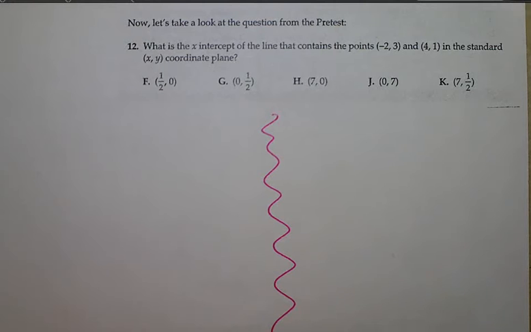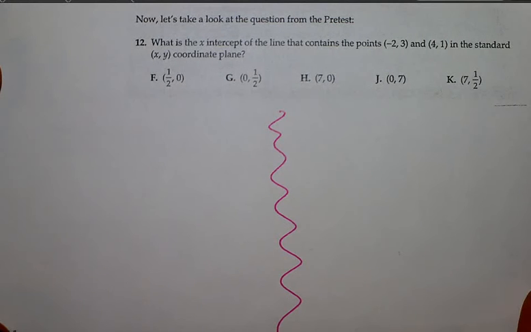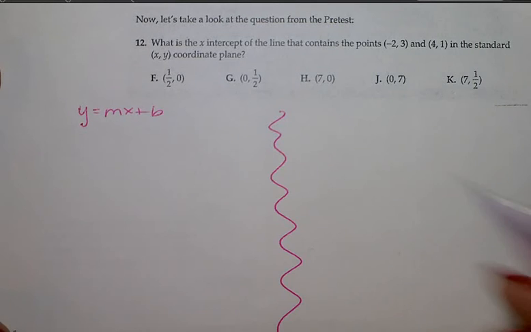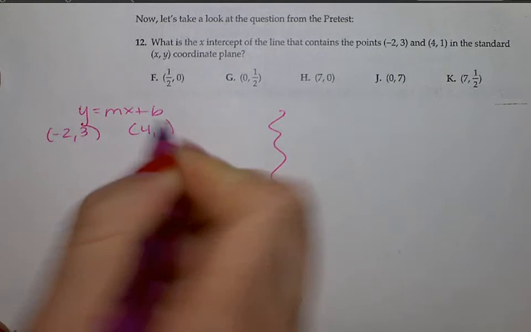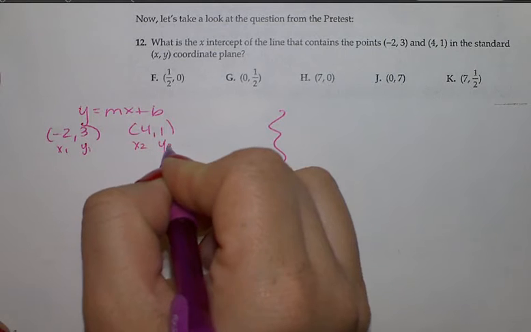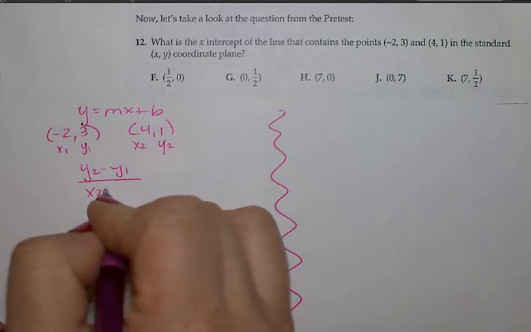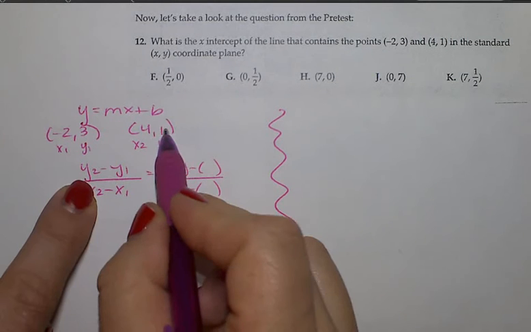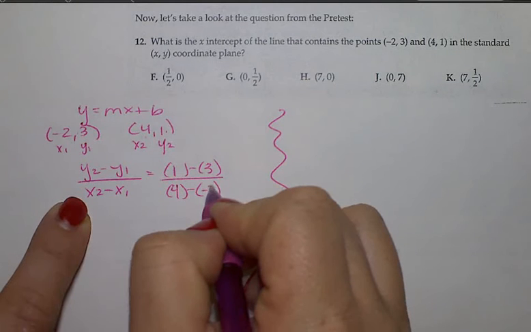So one way to do this is we're going to come up with an equation of the linear line in the form y equals mx plus b. So I need to first find the slope. So I'm going to write -2, 3 and 4, 1, the given 2 points, and label those x1, y1 and x2, y2. To find the slope, I know that it is y2 minus y1 over x2 minus x1. So we have 1 subtract 3 and 4 subtract -2.